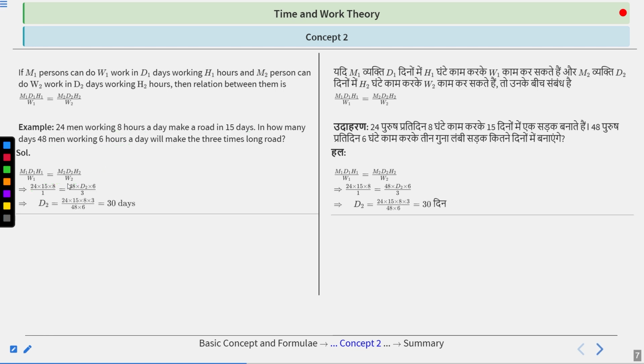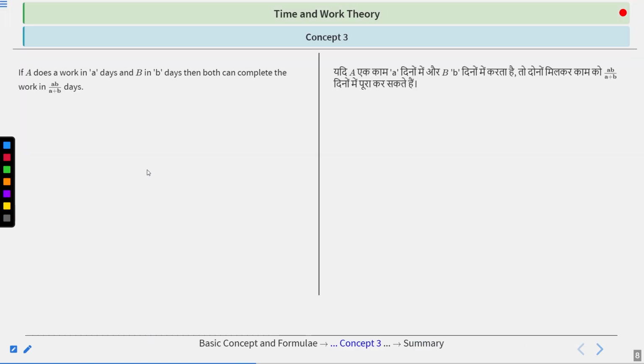So when we calculate it, we get the value of D2, which is 24 multiplying by 15 multiplying by 8 multiplied by 3 upon 48 multiplying by 6. So easily, 24 2 is 48, 2 6, 2 3 is 6. Clear? 3 5 is 15 and 2 4 is 8. Clear? So when we solve D2, we get 30 days. Clear? Next one. Now concept 3.